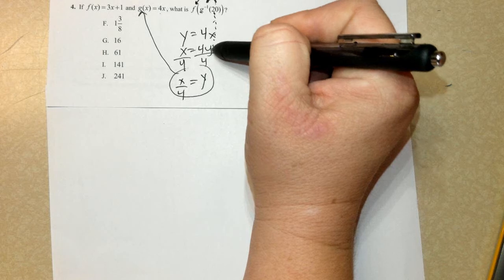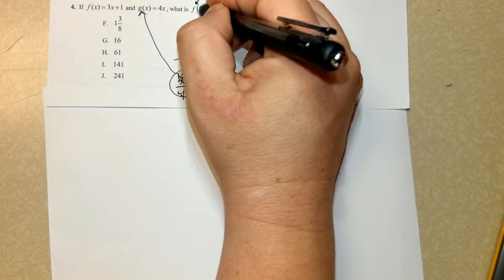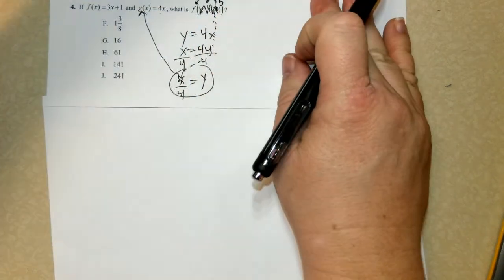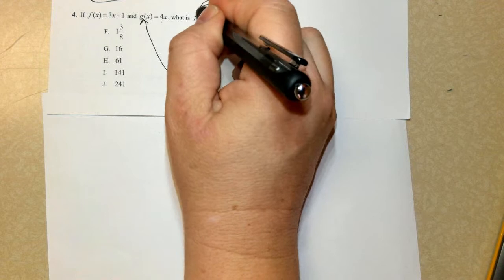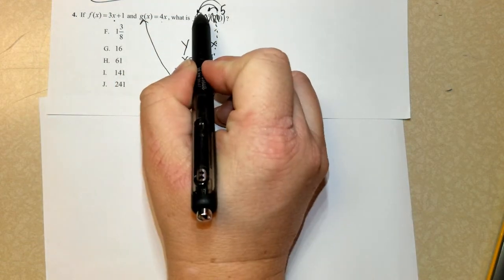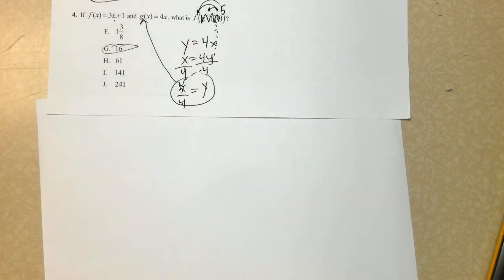Okay, so I come over here, I plug in 20. What's 20 divided by 4? So this part right here is 5. Now I take 5, and I plug 5 into F. You may be wondering, well, don't you have to do the inverse again? No, because there's no little inverse, negative 1. Plug 5 in. 3 times 5 is 15, plus 1 is.